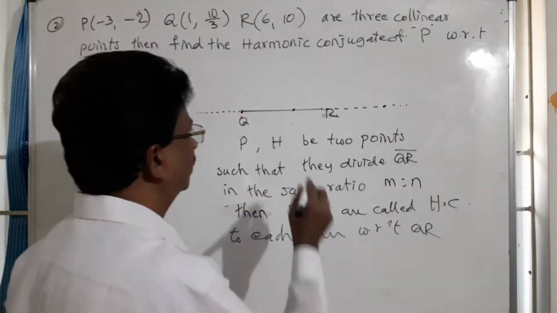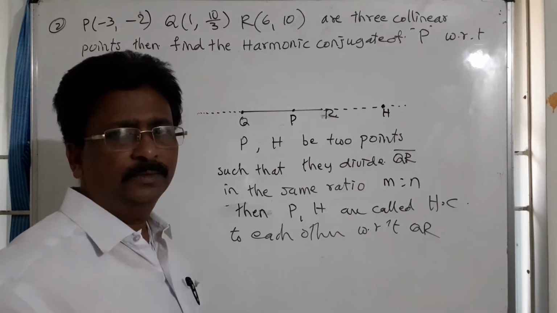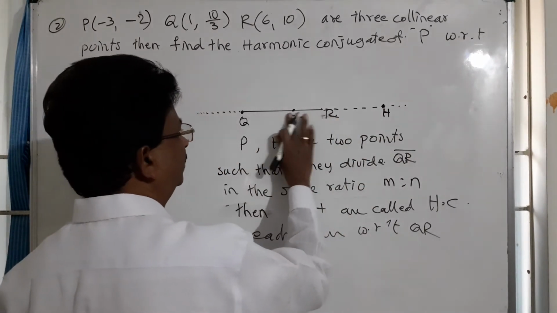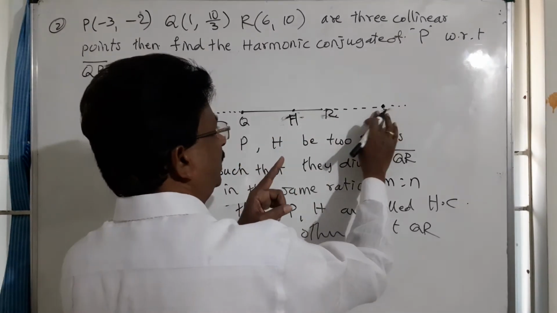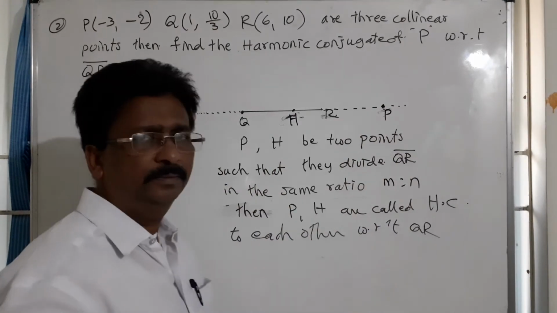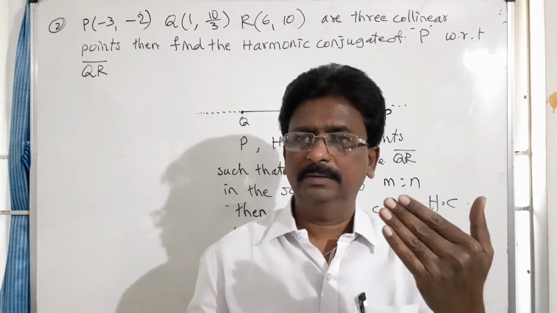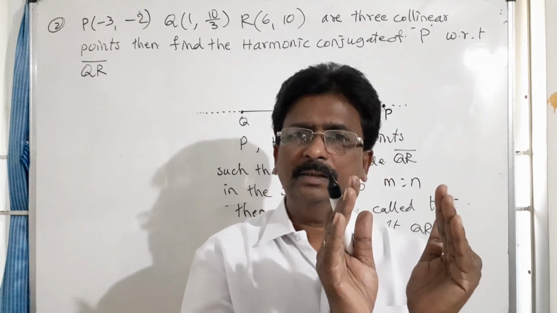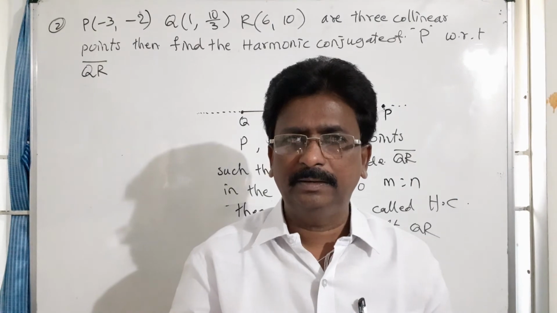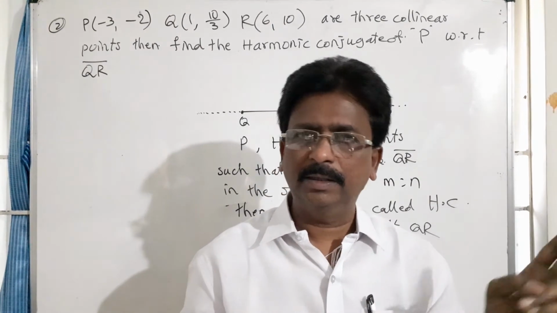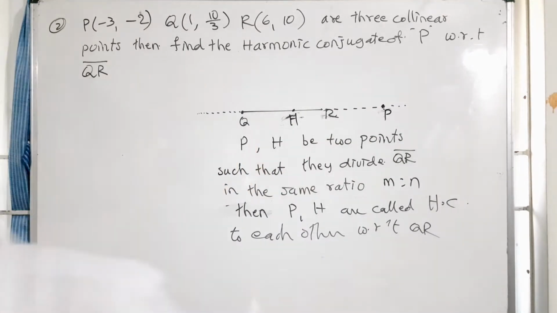Suppose P is an internal point, H must be an external point. Suppose H is the internal point, its harmonic conjugate must be an external point. If one point is the external point, the harmonic conjugate is the internal point. But the ratio is the same. So that is the definition. I will write the definition here.